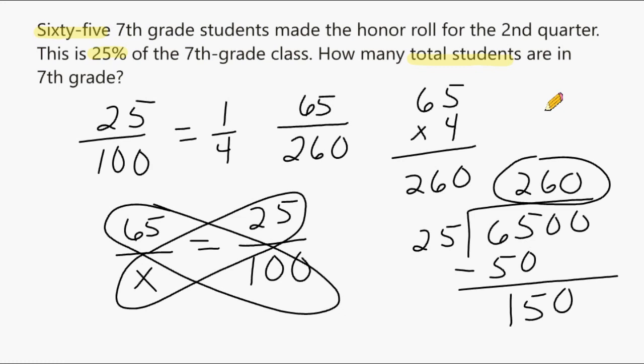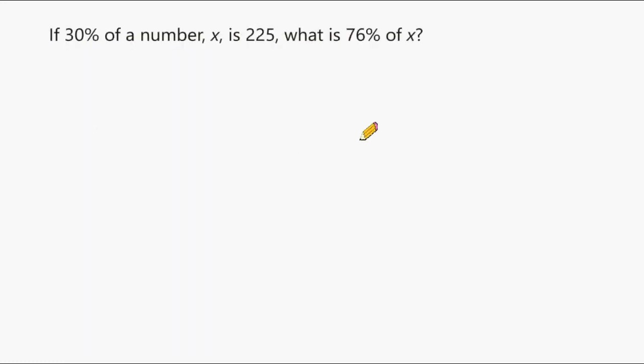All right, let's go ahead and work out another example. This problem reads that if 30% of a number, x, is 225, what is 76% of x? Okay, we basically have a two-part problem here, and we're really trying to figure out what 76% of x is, but we don't know what x is yet, so we have to use this information to figure out what x actually is.